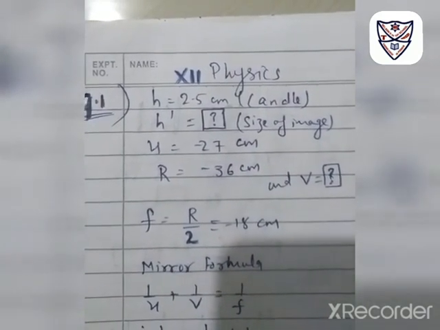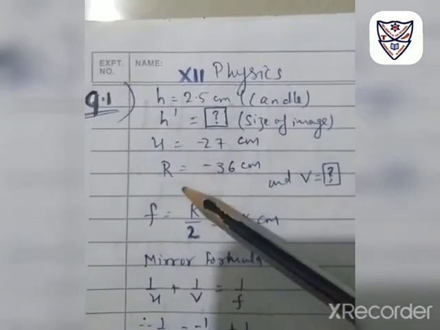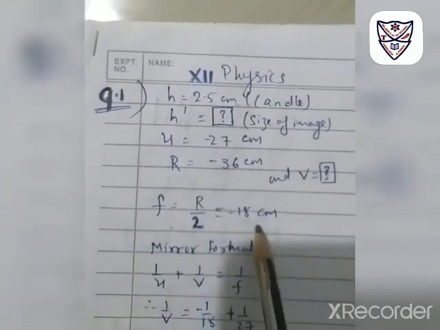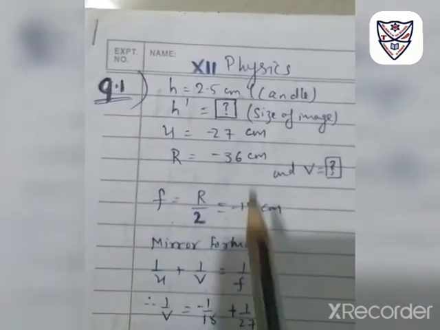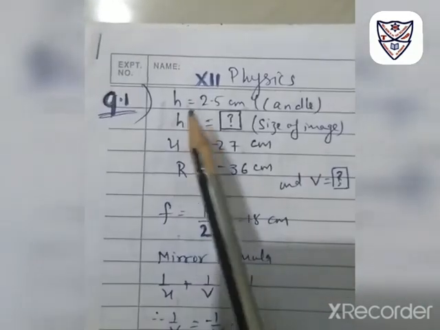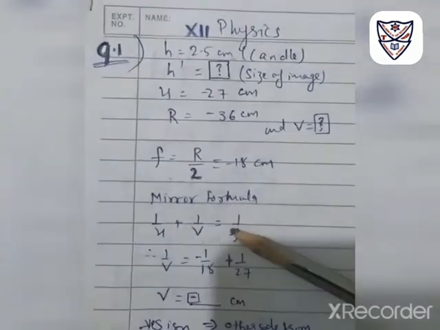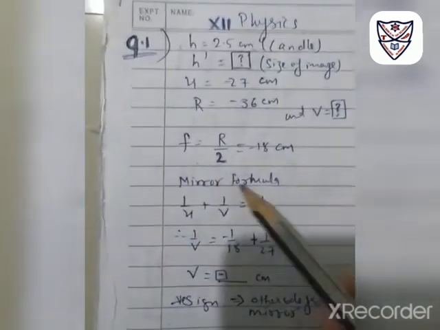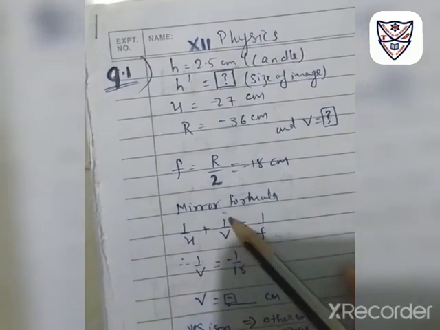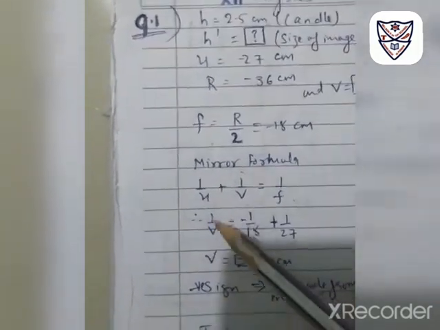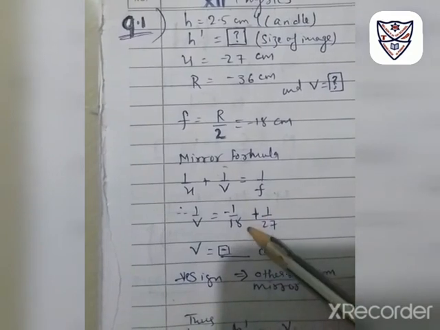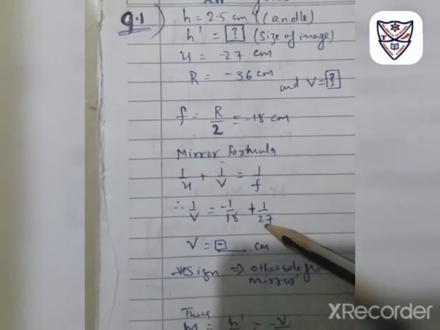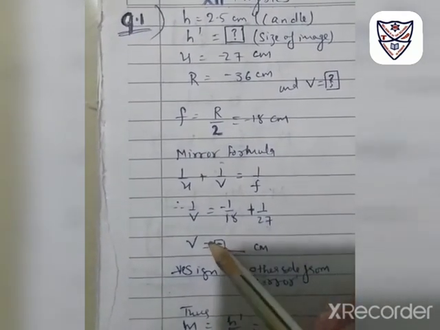carefully understand it. First of all, they have given R, so you can write the focal length. If you are finding the focal length, just divide R by 2, you will get your value. Then you have to find h dash. So first of all, I am using the mirror formula, that is 1 upon u plus 1 upon v is equal to 1 upon f. Using that, I am finding the value of 1 upon v. So you will get 1 upon v is equal to, place the value of u and f which you have found out. Okay, now you will get your v value.